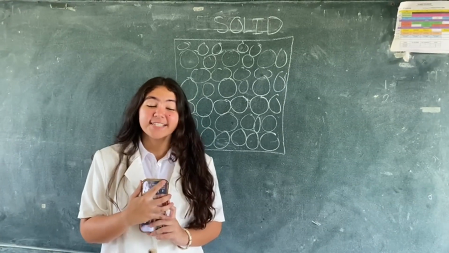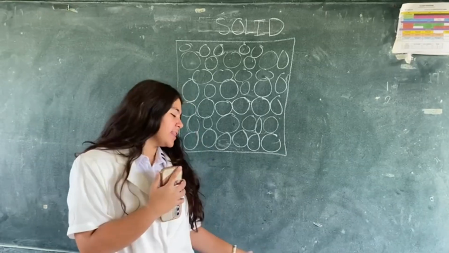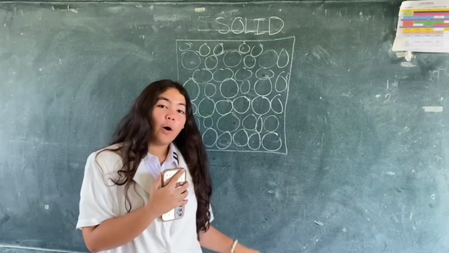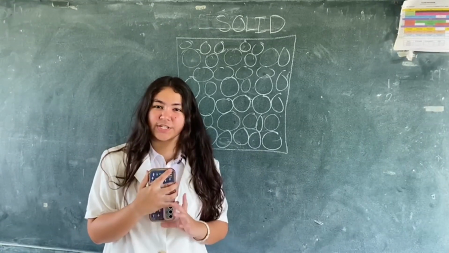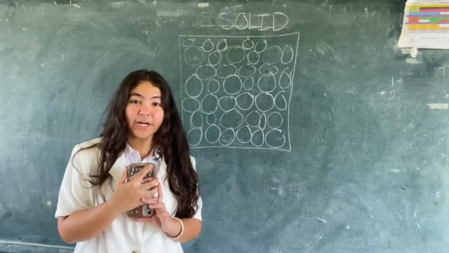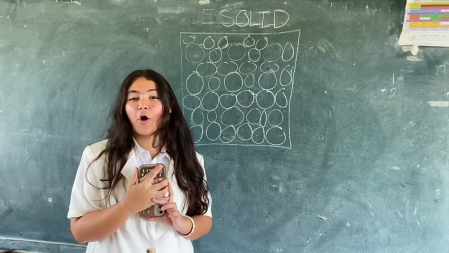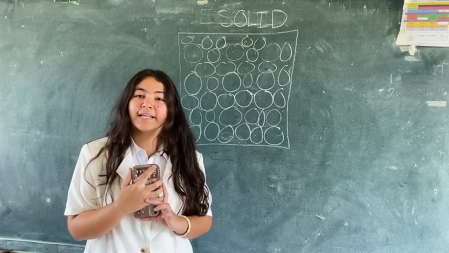First is solid. Solid keeps its shape just like this rock or this board. It cannot be squished. It is due to its particles. Solid's particles are packed to one another and can only vibrate in one place. It is the reason why solid keeps its shape.